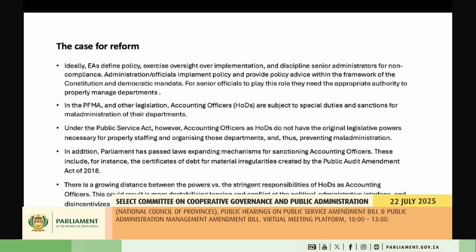This position is becoming more acute in a way. Parliament has recently passed laws expanding mechanisms for the sanctioning of accounting officers. This includes the changes regarding material irregularities under the Public Audit Act, and increasingly court liability on accounting officers for their conduct in the management of departments.